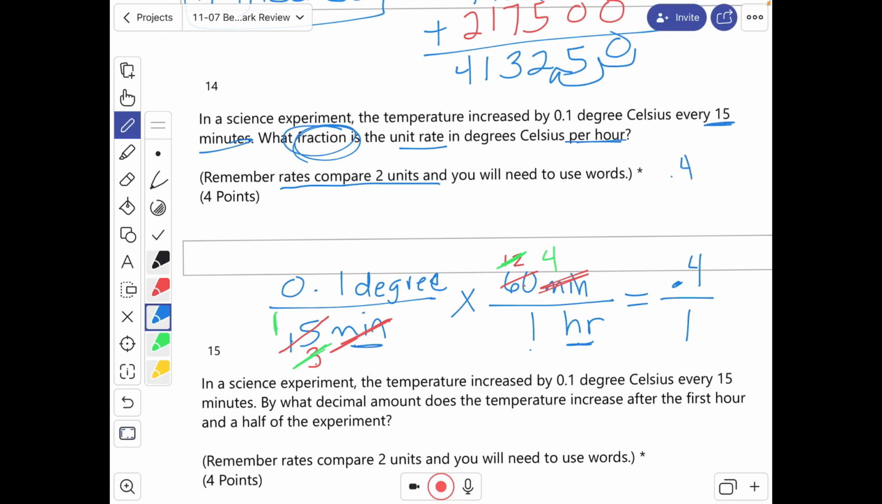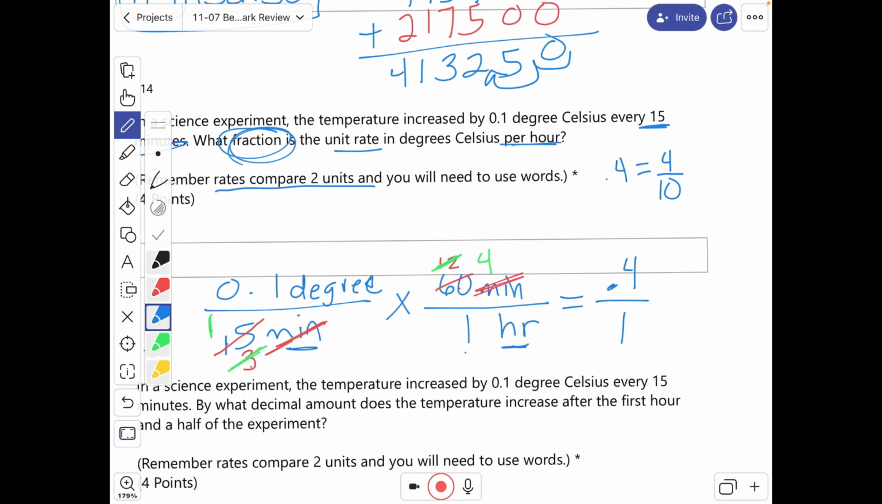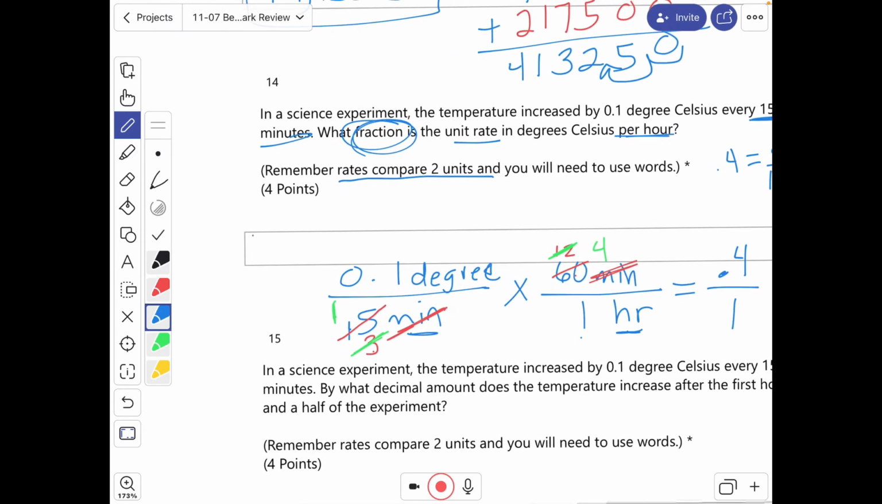So what is 0.4 as a fraction? I hope you remember it's 4/10. 0.4 is 4/10, so that's 4 over 10. And we need to simplify. 4/10 would be, divide both of those by 2, we'd get 2/5. So as a fraction, this is 2/5 degrees per hour.